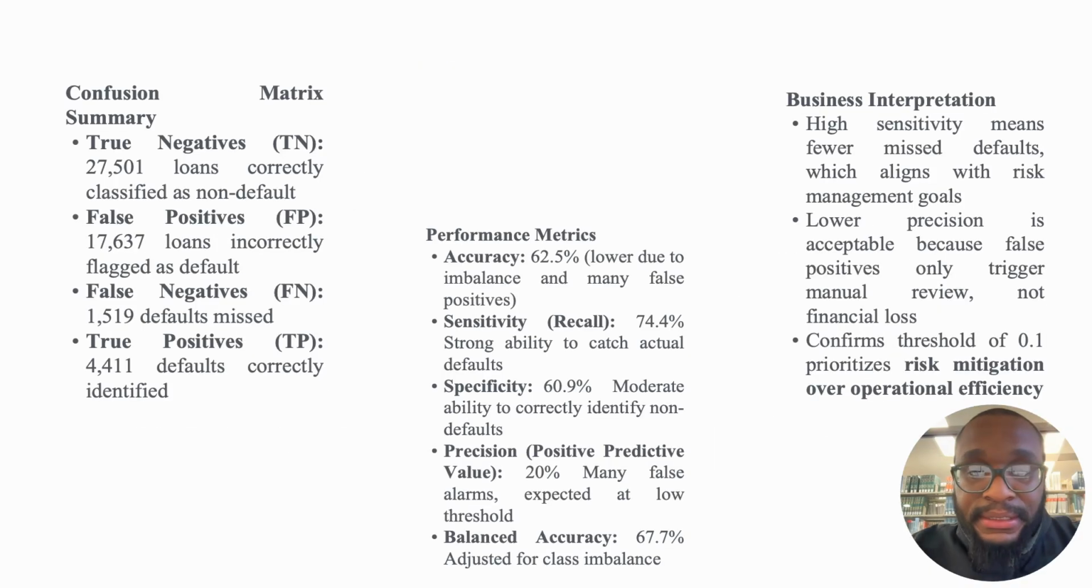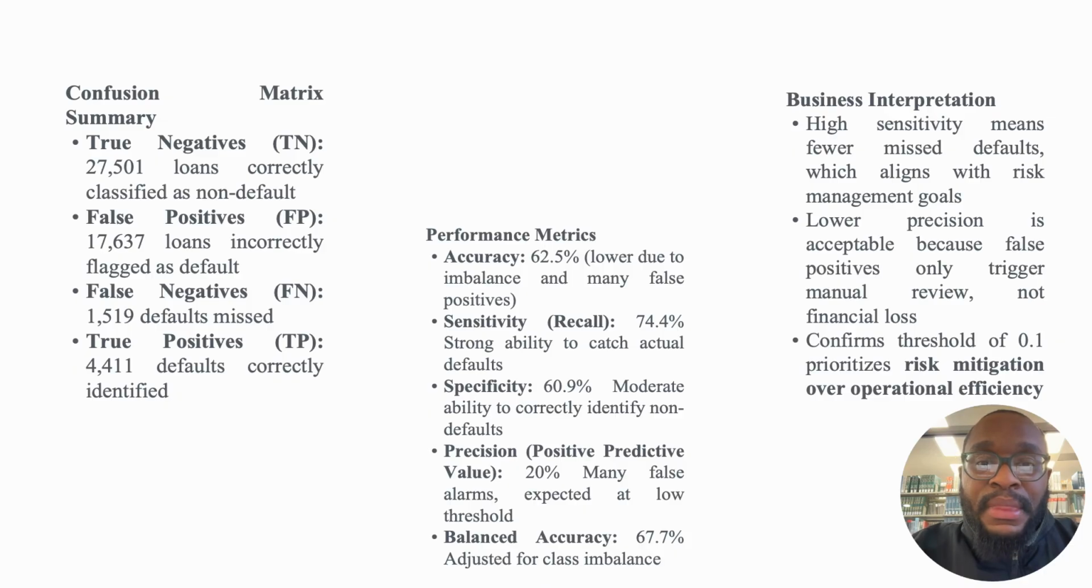So we dive into the details of the result of the confusion matrix. We are concerned about true positives and false negatives. So we could see that the model was able to classify 4,411 defaults correctly and misclassify 8,519 defaults. This gave us a sensitivity of 74.4%, which shows a strong ability of our model to catch actual defaults.